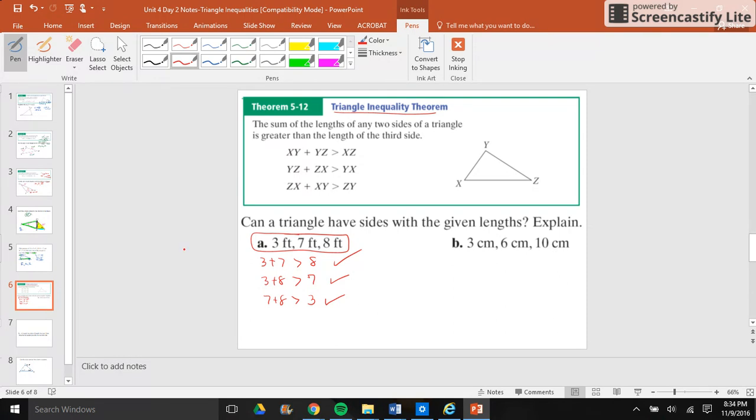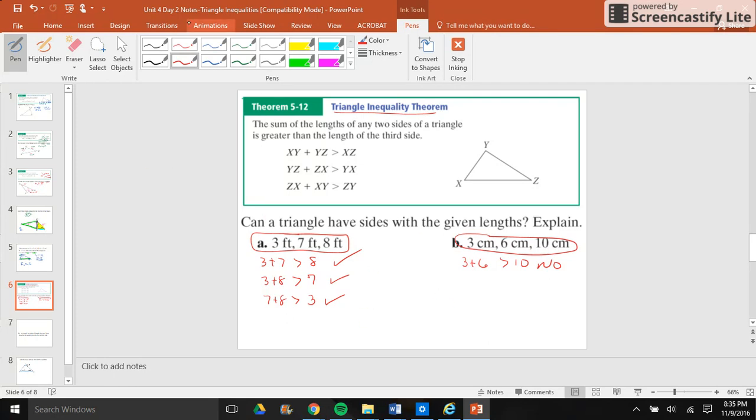Now, if I look at the next one, if I take 3 and 6 and I add them together, it must be greater than 10. Is 3 plus 6 greater than 10? No. Therefore, if you were to take 3 sticks that are 3 centimeters long, 6 centimeters long, and 10 centimeters long, there's absolutely no way that you would be able to create a triangle out of those 3 sticks. Okay? So keep in mind.